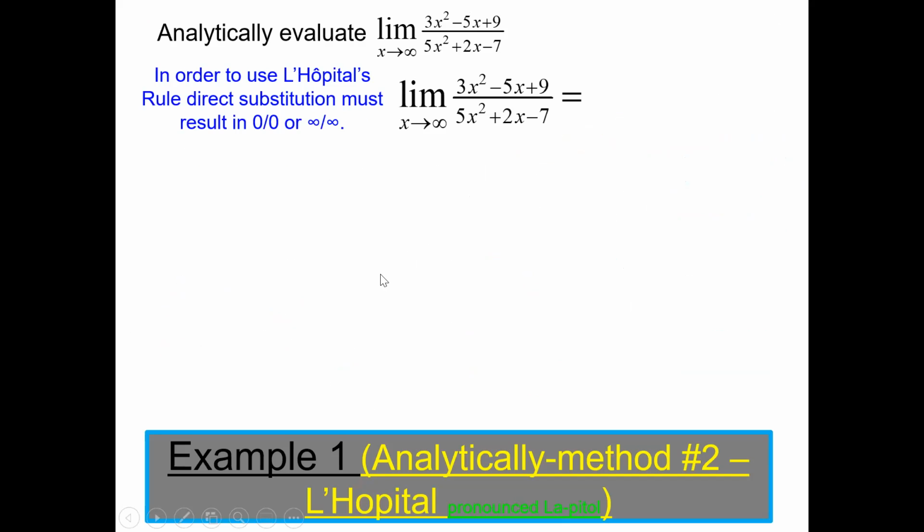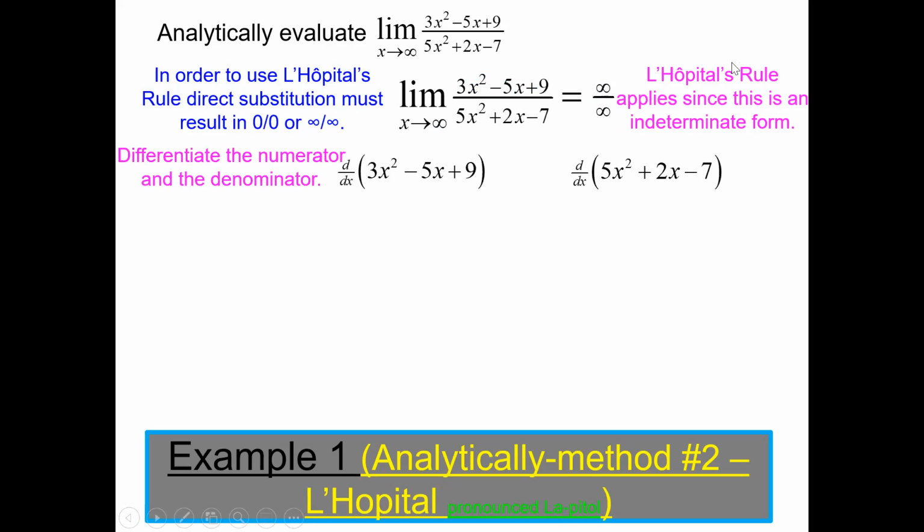Okay, so next let's talk about L'Hopital's rule with the second method. If I apply x equals infinity, you'll have 3 infinity squared minus 5 times infinity plus 9, which is just a really, really big number, over a really big number, which is still infinity over infinity. So L'Hopital's rule in this case cannot be applied directly because it is an indeterminate form.